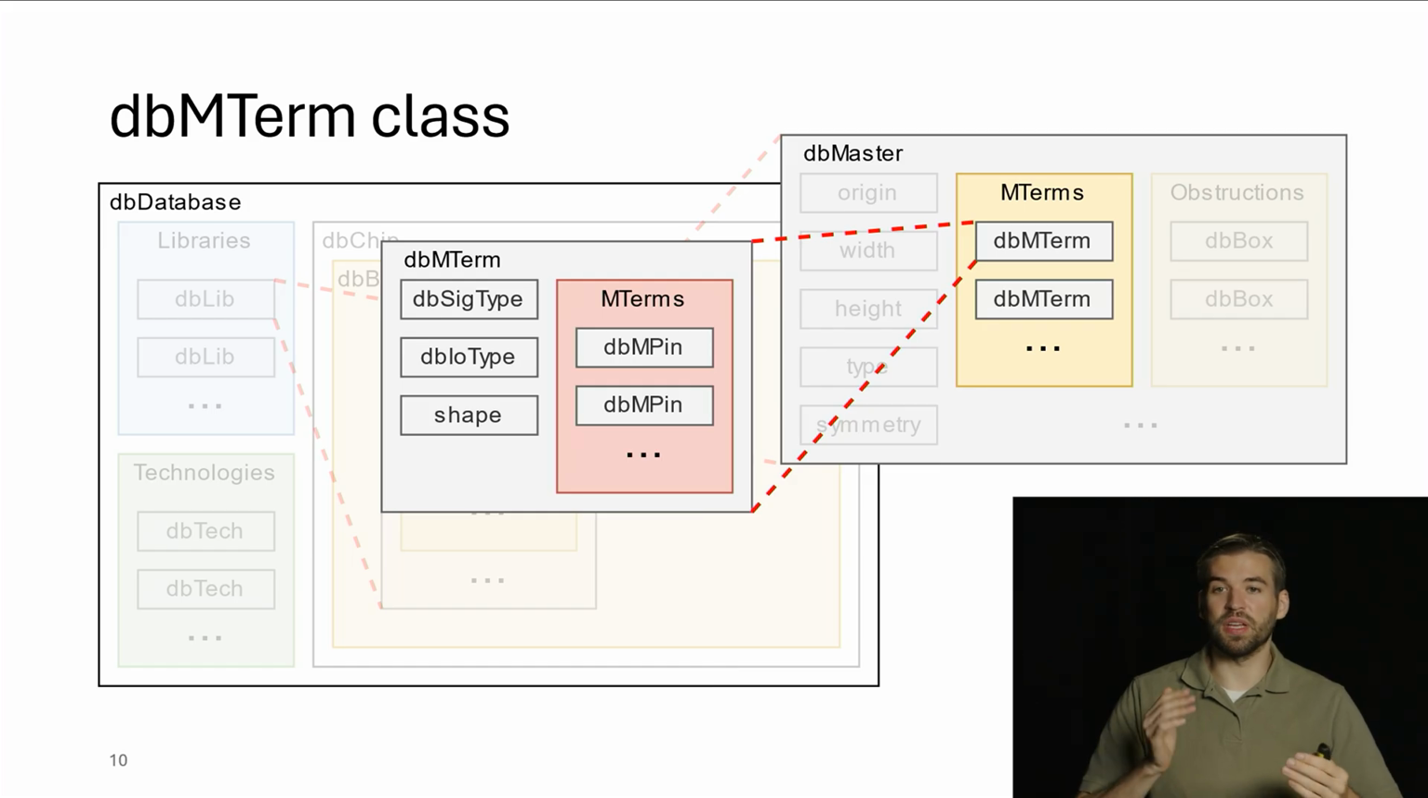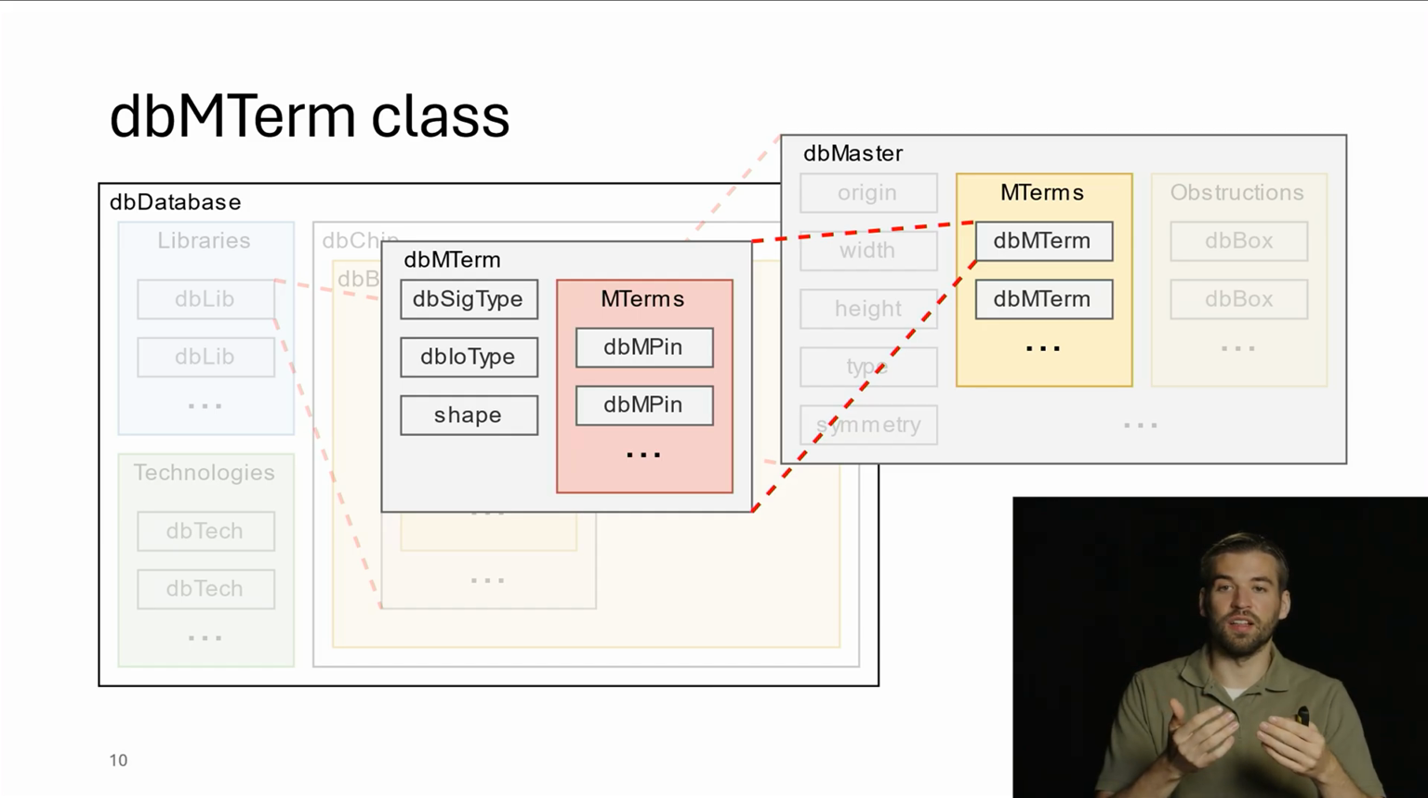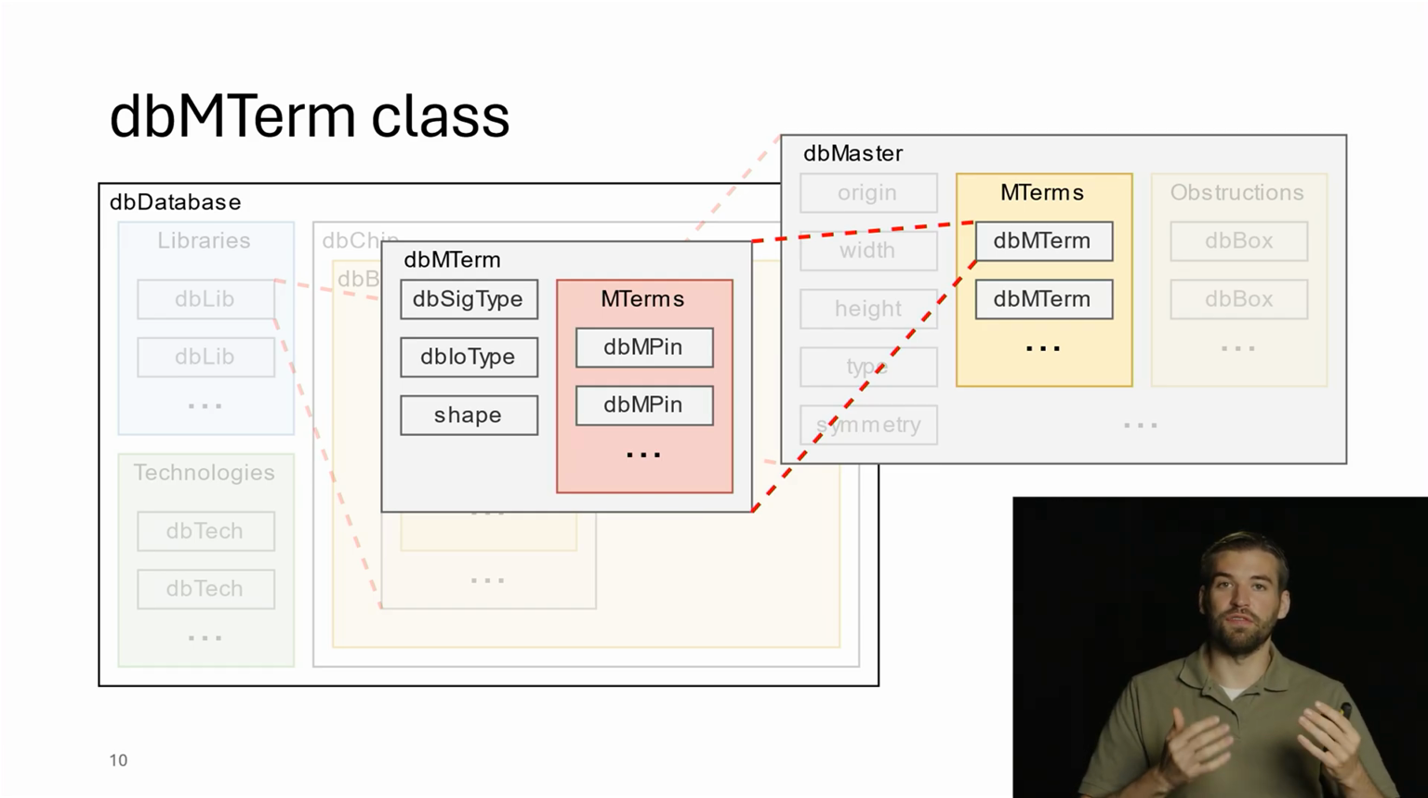This is a vector because there could be multiple different pins. For example, if you want to make available connections on metal layer 2 as well as metal layer 3, you could have two different M pins to say that both of these are valid physical connection points to this logical terminal.